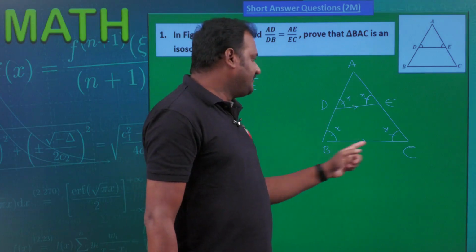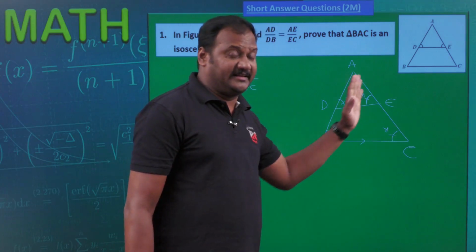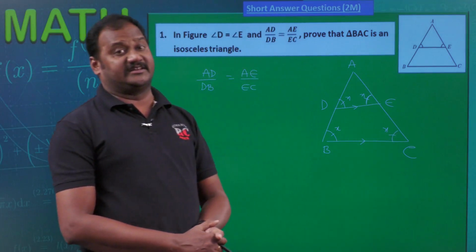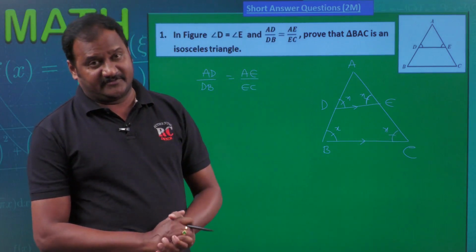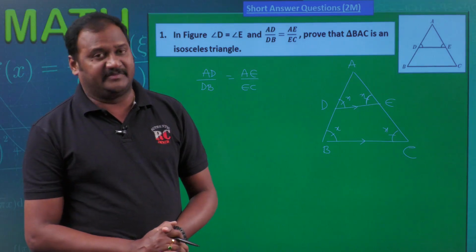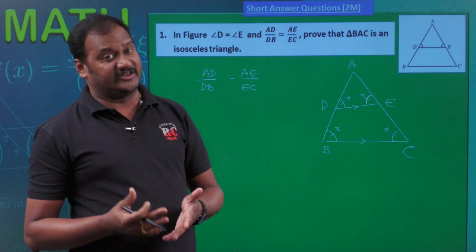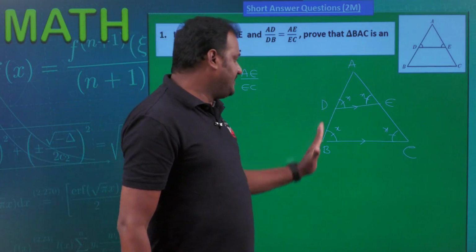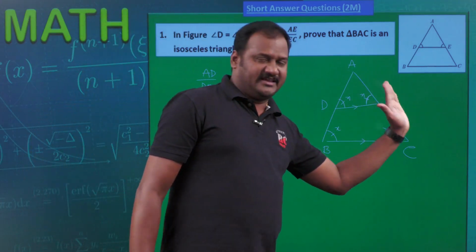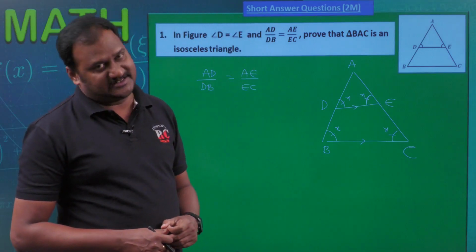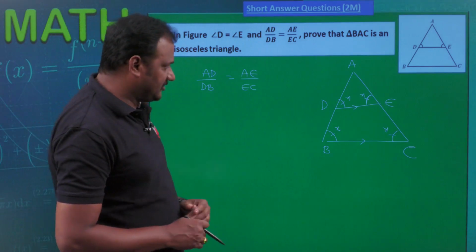In triangle ABC, angle B is equal to angle C. It means two angles are equal in a triangle. If two angles are equal, then automatically the sides opposite to the equal angles are also equal. Therefore, AB is equal to AC. If AB is equal to AC, then the triangle is said to be an isosceles triangle. So that is the way of answering the problem.